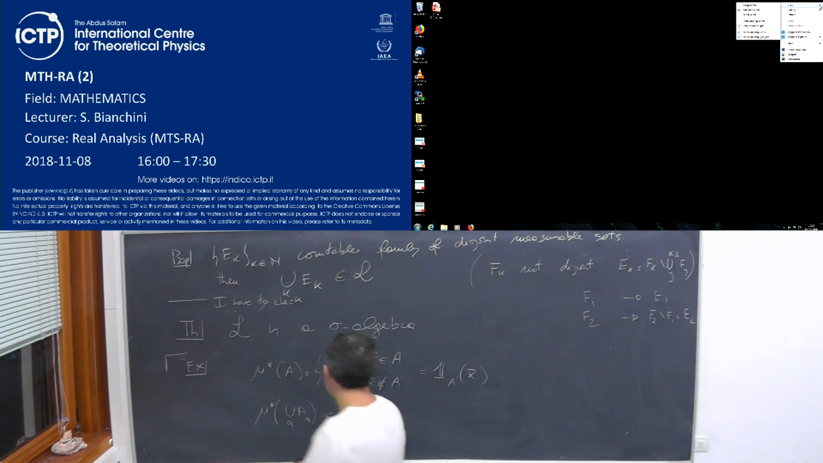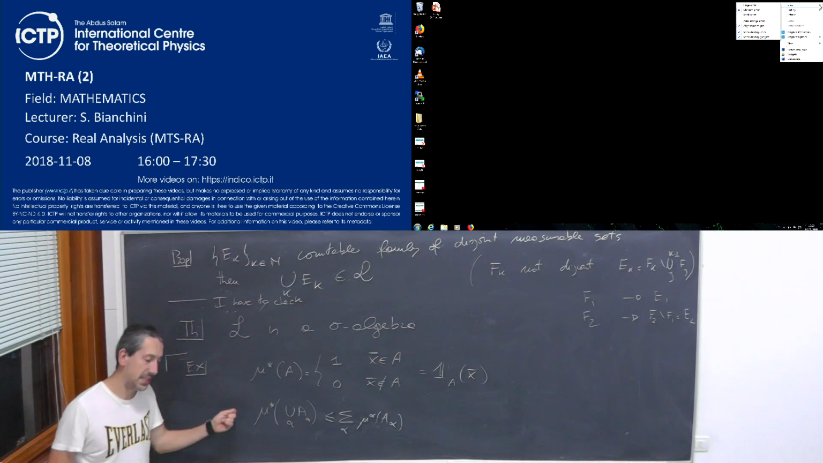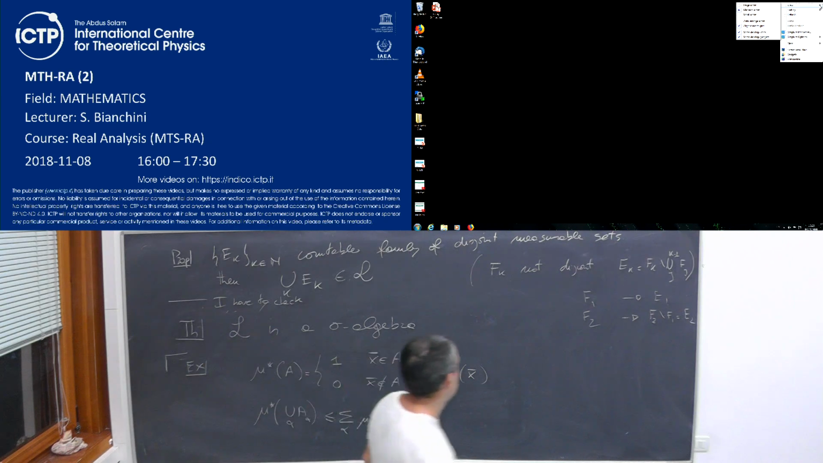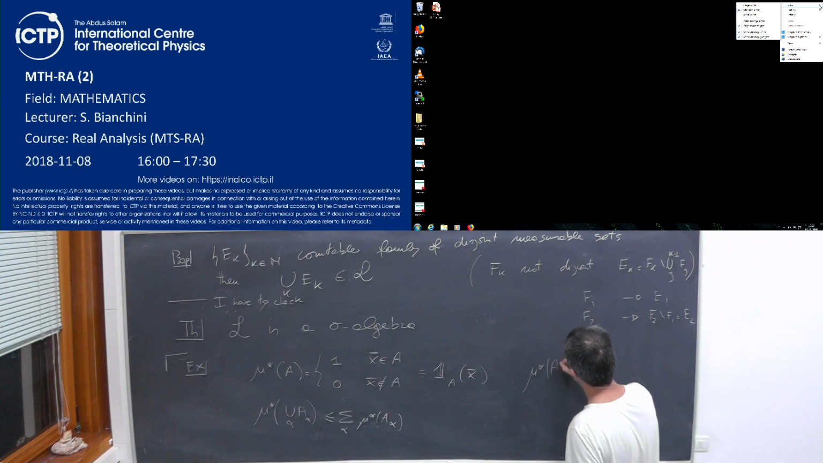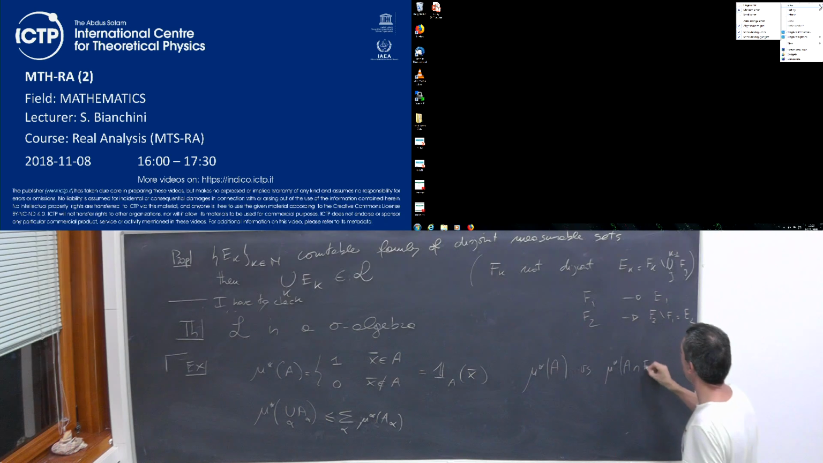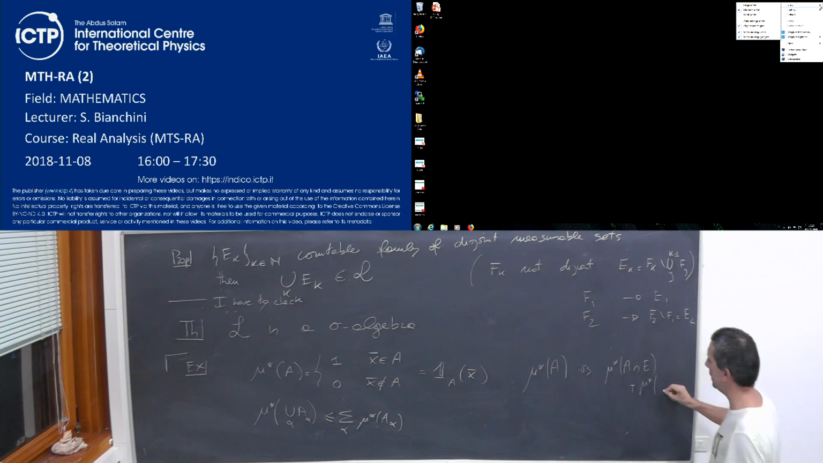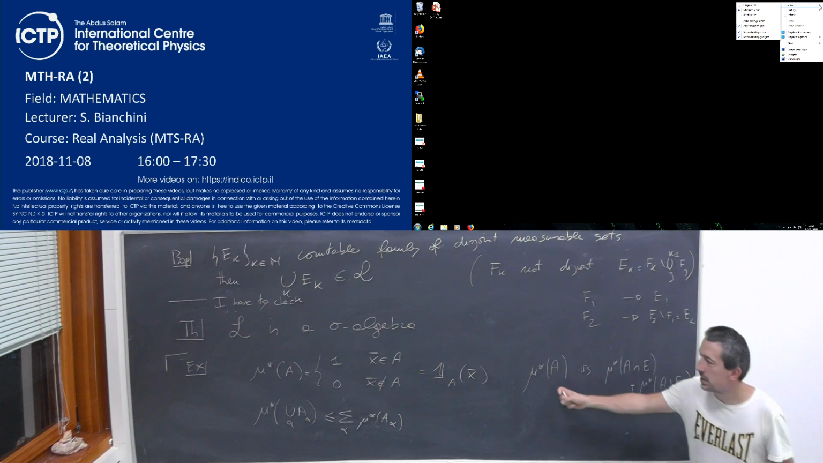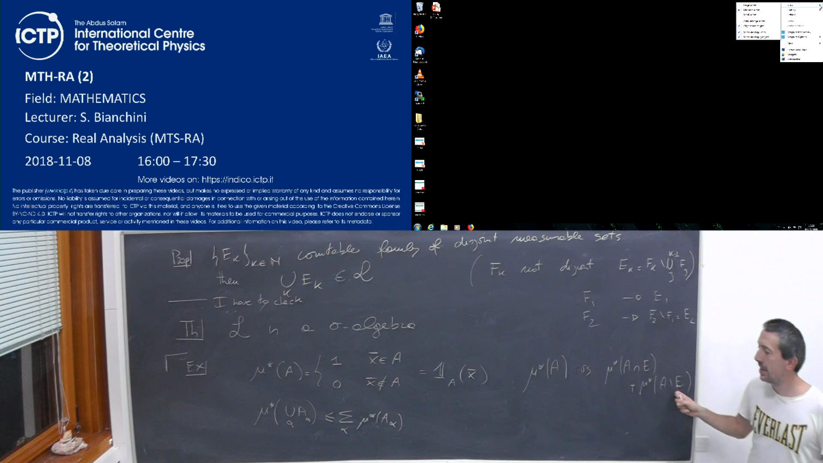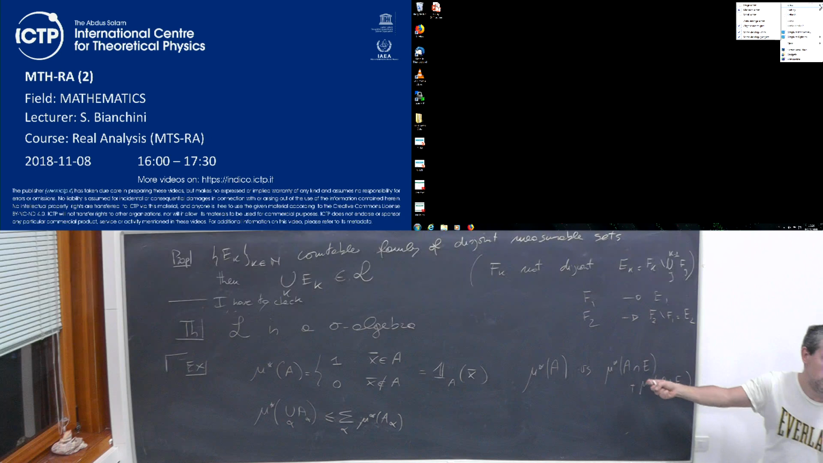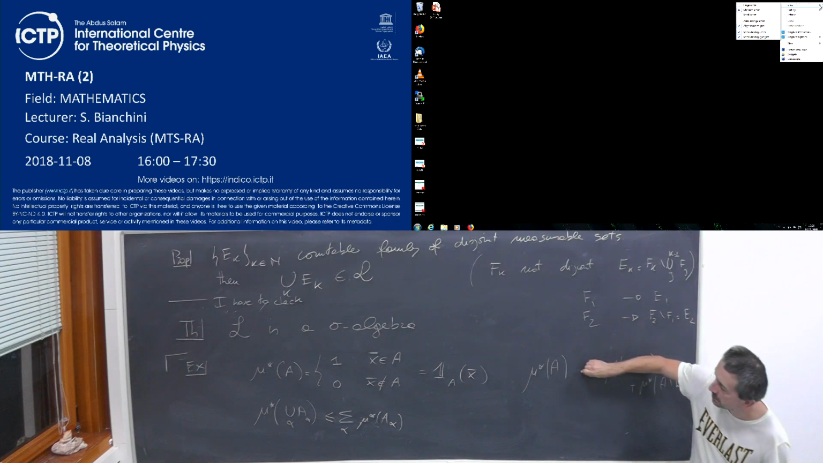Okay, so it means that it's an outer measure. Now let's prove which sets are measurable. So mu star of any set A equals mu star of A intersection E plus mu star of A minus E. If X is not in A, it cannot be in the two pieces. If X is in A, it's just in one of the two. So any set is measurable.